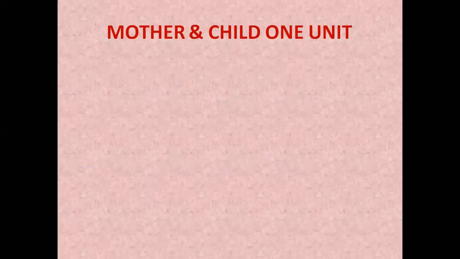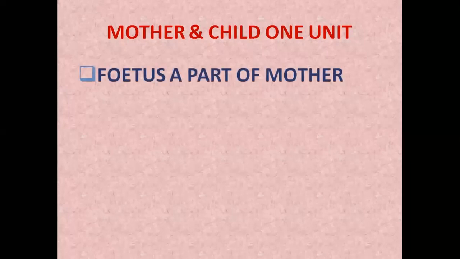Now, the second point is that, as I said, the chapter which we are going to go through is MCH, right? Mother and child health. Now, someone can ask a question: why is mother and child considered as one unit? Why not separate? Why not mother separate and child separate? There are different reasons why we study them all together. Mother and child, they are one unit. So we cannot separate the mother from the child, or the child from the mother.